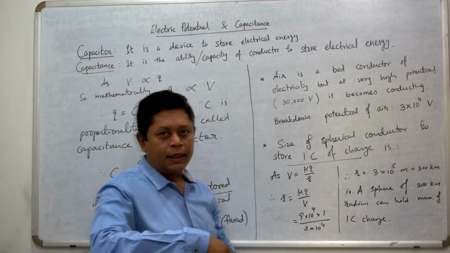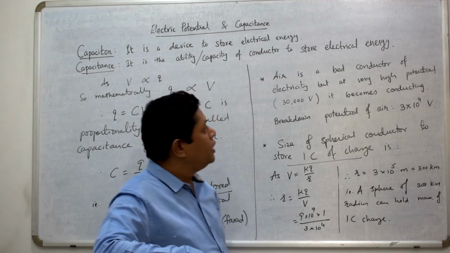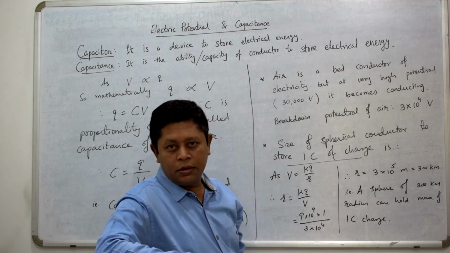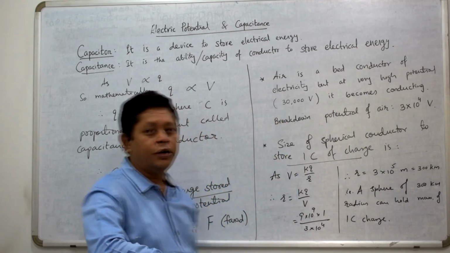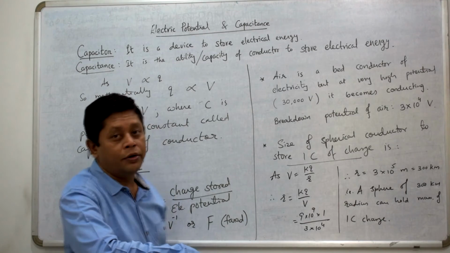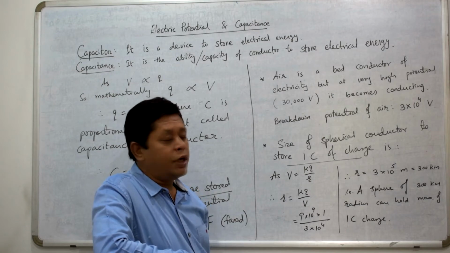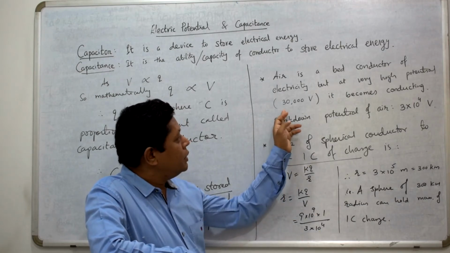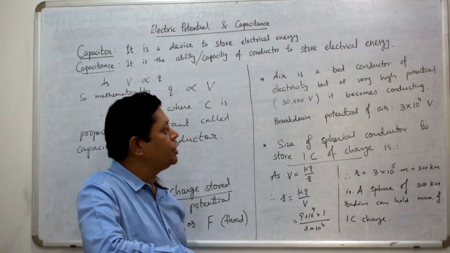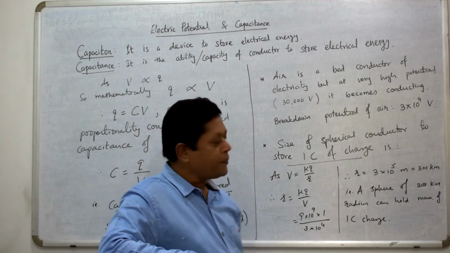One more thing: air, as it is an insulating or dielectric medium, at ordinary potential or in an ordinary field, will not show conduction. But if the potential exceeds a certain value, then air also becomes an ionizing medium. It gets ionized. It can dissociate into ions. It becomes a conducting medium. So, we can say that the ionizing potential or breakdown potential of air is 30,000 volt. It means that beyond this potential, air becomes a conducting medium.